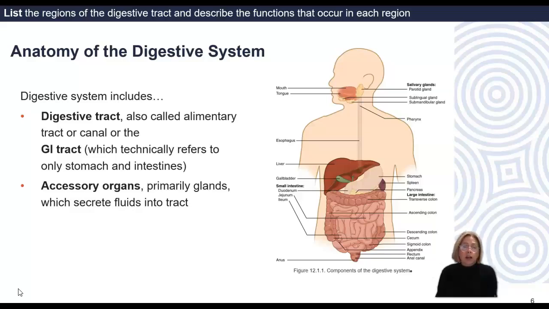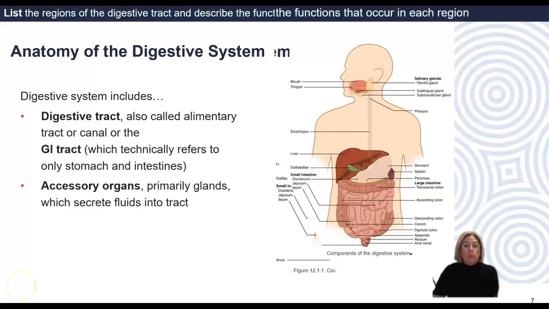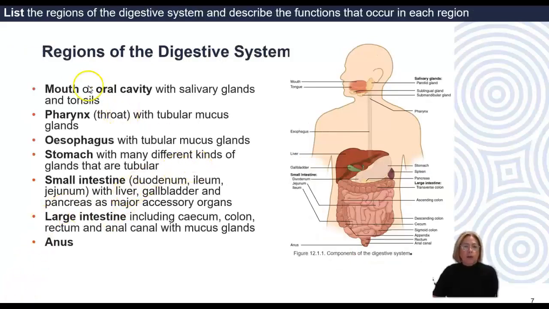Now, the digestive system is often called the alimentary canal or the alimentary tract. It's also called the GI tract or the GIT or the gastrointestinal tract, but that technically does refer to gastro for stomach and intestinal obviously for the intestines. And then we also, as well as having these really important digestive organs, we have these accessory organs, which are primarily glands, and they secrete lots of fluids into the tract, which helps or assists or are actually essential for the process of digestion.